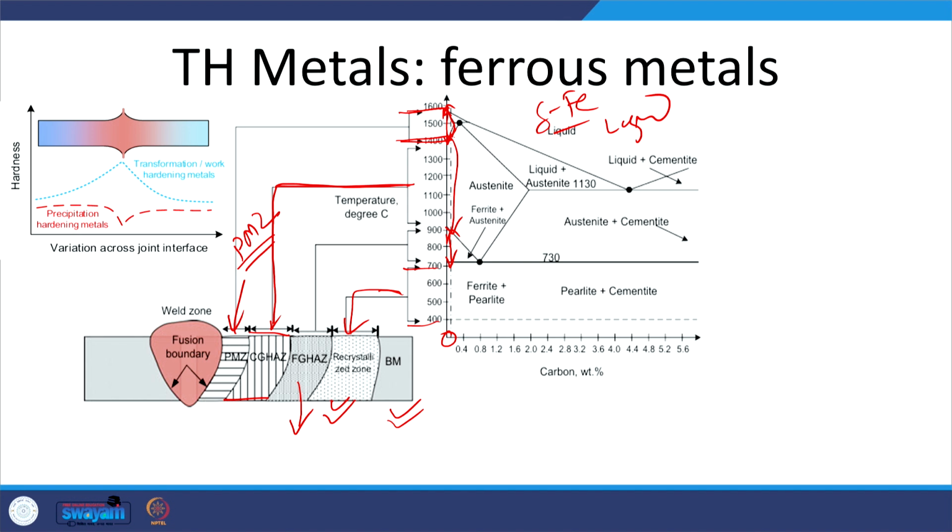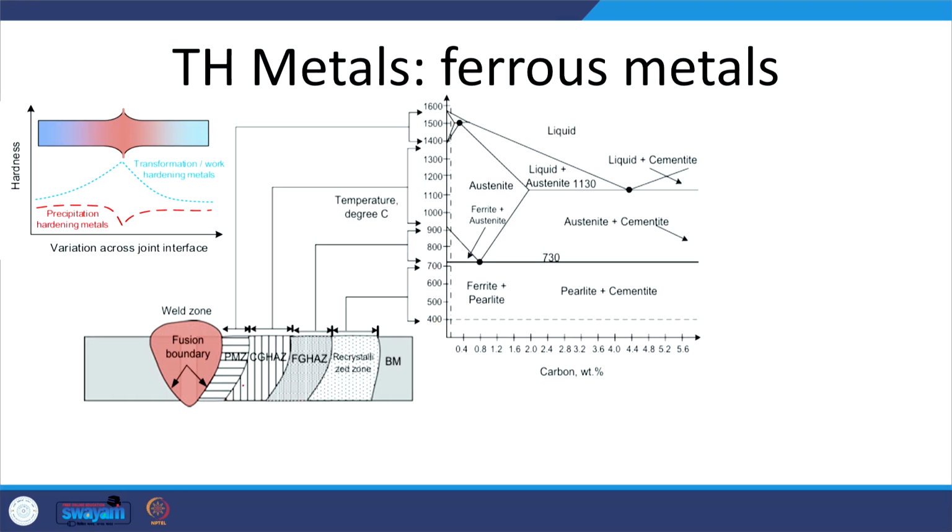So, this is how we can understand that the different zones next to the fusion boundary are heated to different temperatures, and accordingly they form different microstructural features and offer different mechanical properties. Coarse grained heat affected zone usually offers coarse martensite. Fine grained heat affected zone, as per the cooling rate encountered, may offer fine grained pearlite, fine grained ferrite or fine martensite.